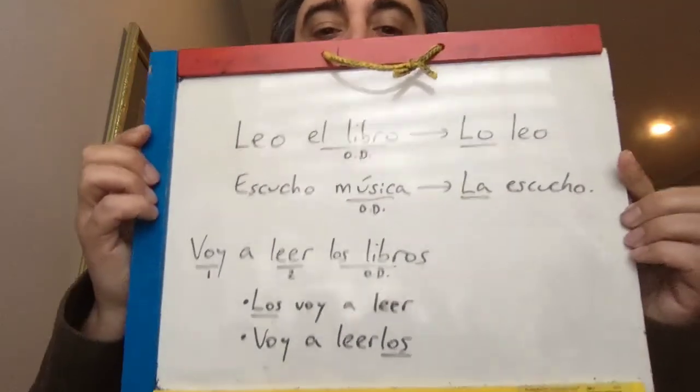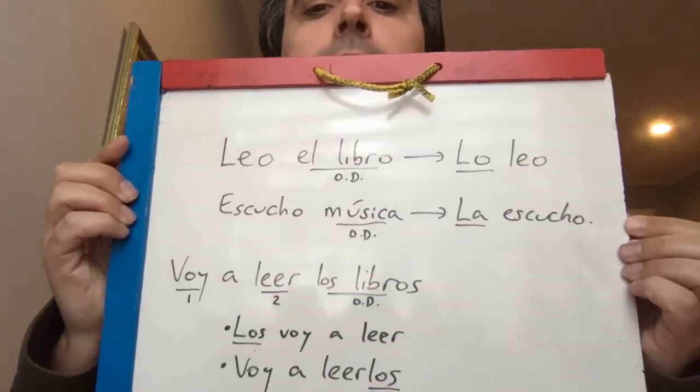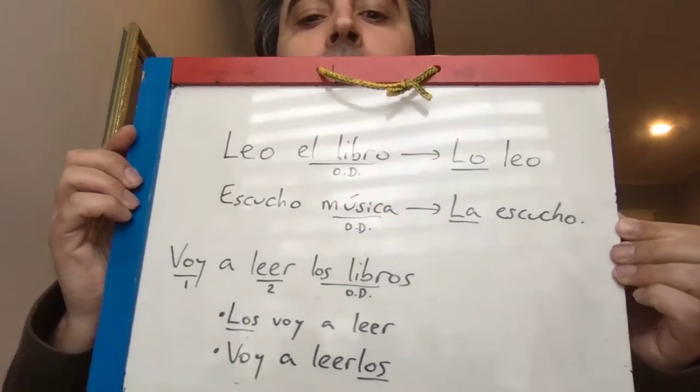But what would happen if we had more than one verb in the sentence? What would happen if we had, for example, two verbs? That can happen if we use, for example, the expression ir a plus the infinitive, which in another video we looked at, which is the expression we use to talk about plans, to talk about the near future. Let me give you an example here from the whiteboard that I have here.